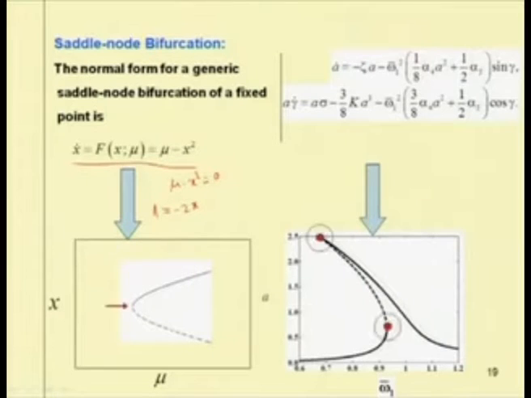So, A minus lambda I becomes minus 2x minus lambda. So, lambda becomes minus 2x. So, when x equal to plus root mu, then the system has lambda negative. That is why this branch is stable and this branch is unstable. So, this point is the saddle node bifurcation point.